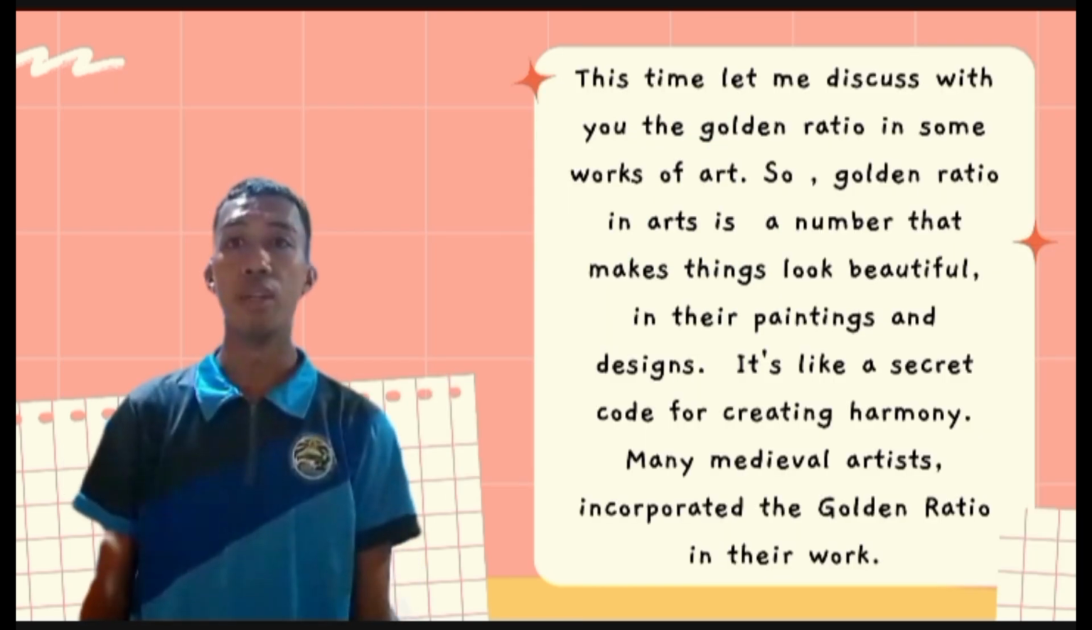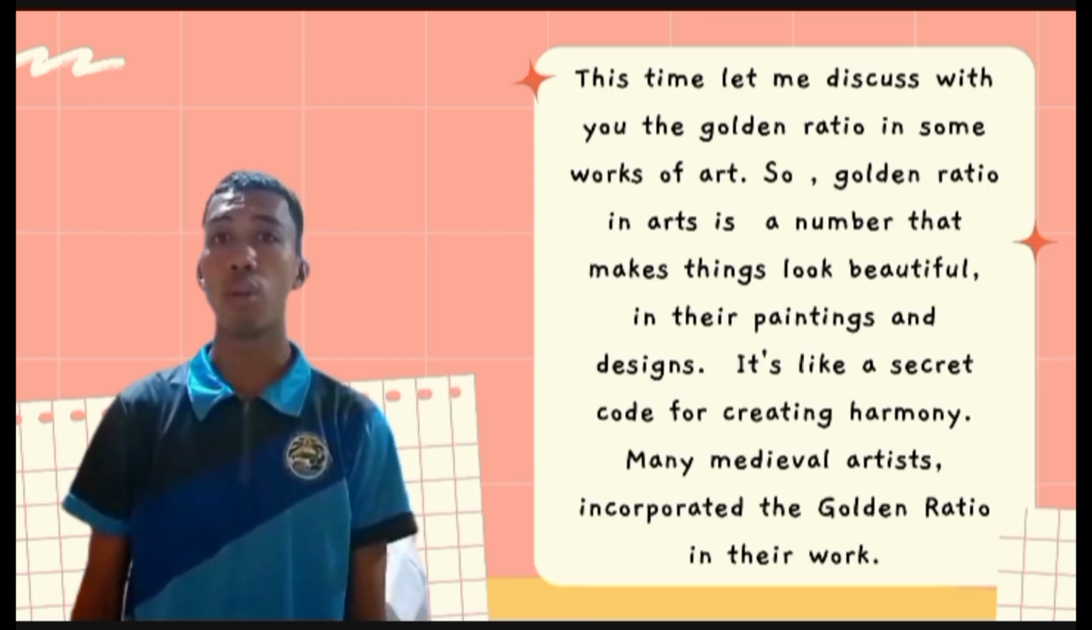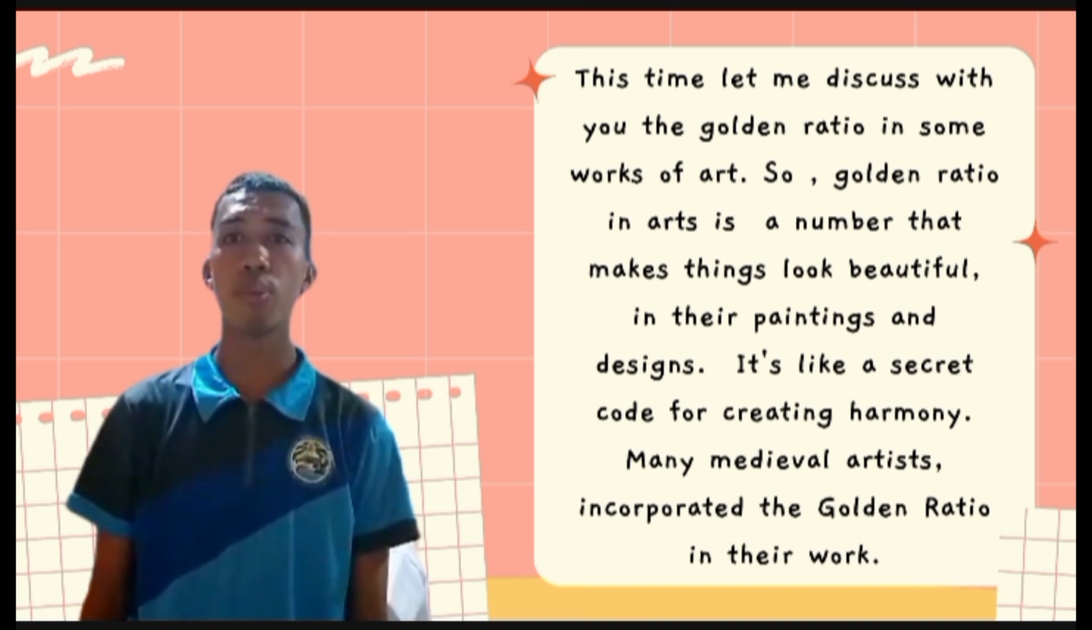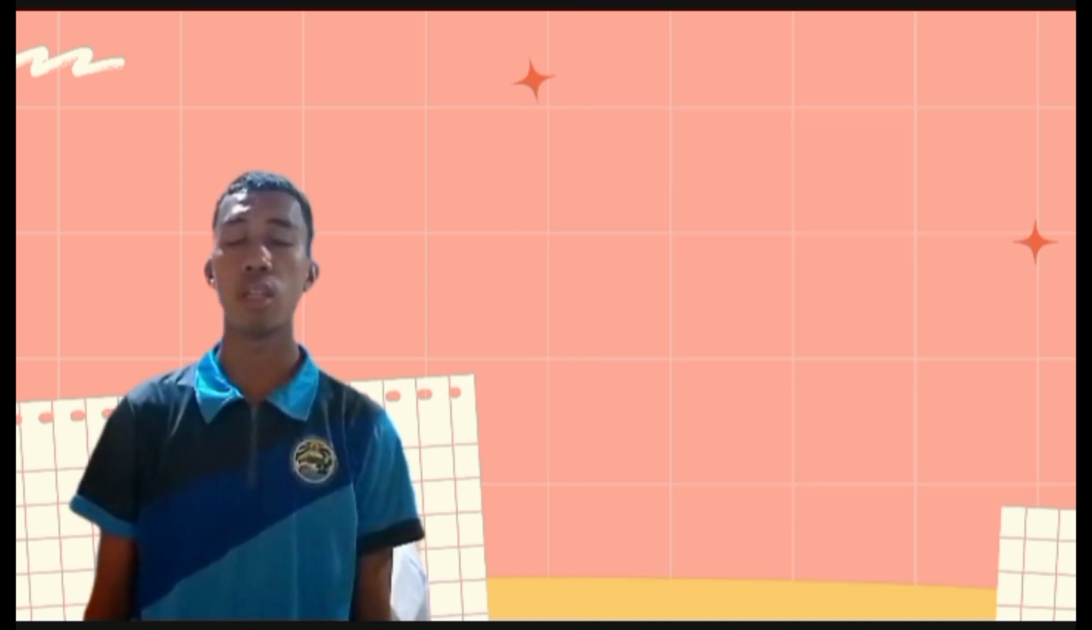This time, let me discuss with you the golden ratio in some works of art. The golden ratio in arts is a number that makes things look beautiful in paintings and designs. It's like a secret code for creating harmony. Many medieval artists incorporated the golden ratio in their work.